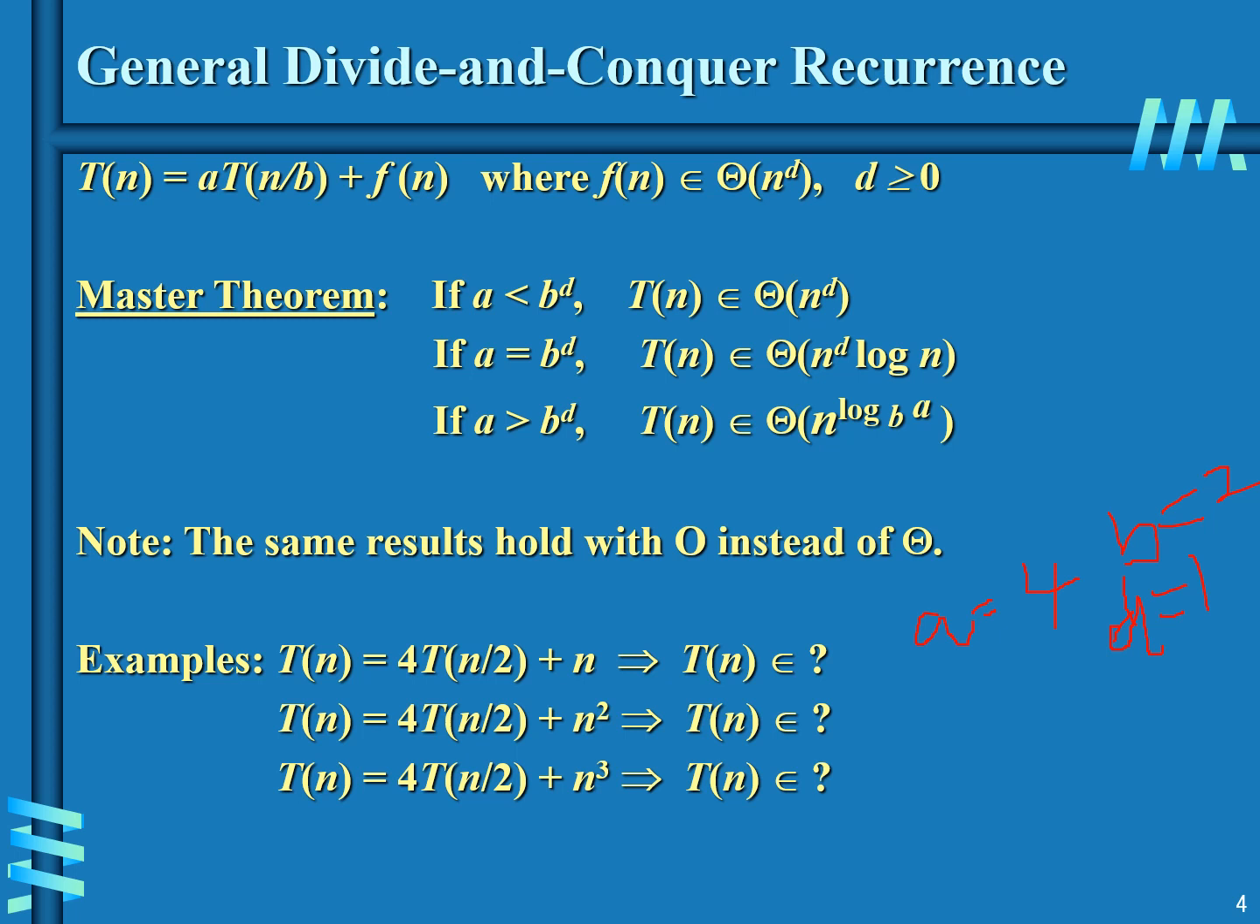Then consider this example. The value of a equals 4, b is 2, and here d equals 2. Both are equal, so the time complexity is theta of n to the power d log n. What is the value of d here? 2. So n square log n. Likewise, you can apply the master theorem to easily solve this general divide and conquer recurrence.